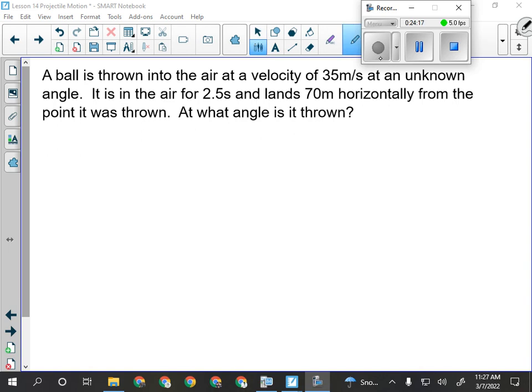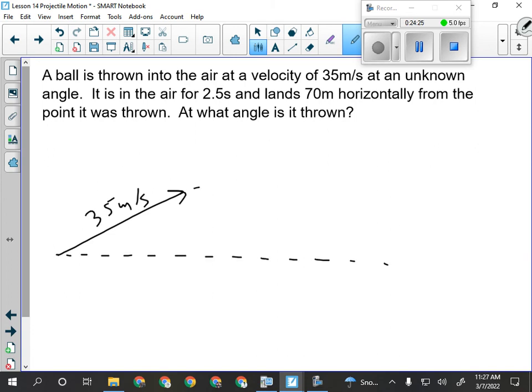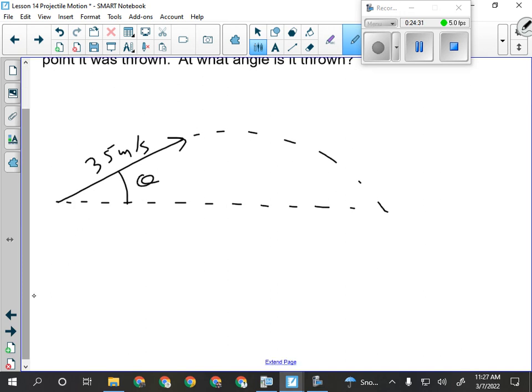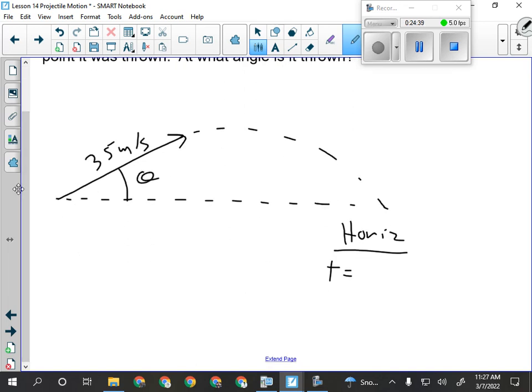All right, so on this one, we've got our projectile here. We know that this number is 35 meters per second. We don't know what that angle is. But we do know, horizontally, the time, which can actually be both, and it's 2.5 seconds. And we know the distance, 70 meters. What can I calculate with those two numbers? The horizontal velocity, which represents another side of that triangle. If I have two sides, can I find the angle?